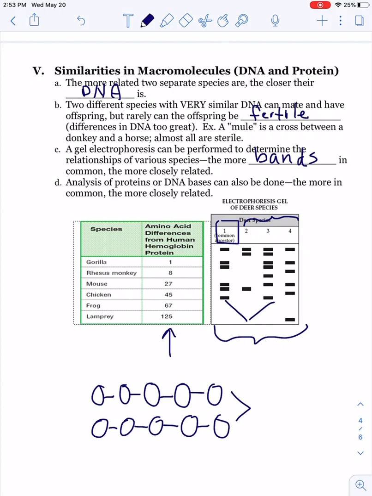The green table on the left shows hemoglobin, which is that protein in red blood cells, and how many differences in amino acids humans have with 6 species. If you were to compare a human and a gorilla, they only have 1 amino acid difference in their hemoglobin. A rhesus monkey and a human is 8, a mouse 27. And then looking at an organism that's not really closely related to a human, a lamprey, they have 125 differences. So the more differences, the farther away a common ancestor was with a human. The fewer differences, the more recent there was a common ancestor.